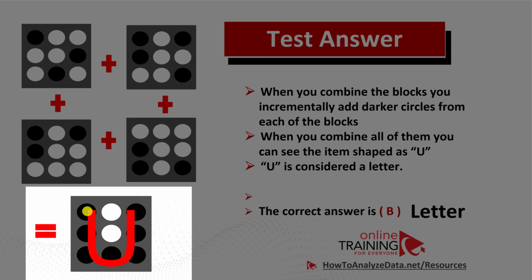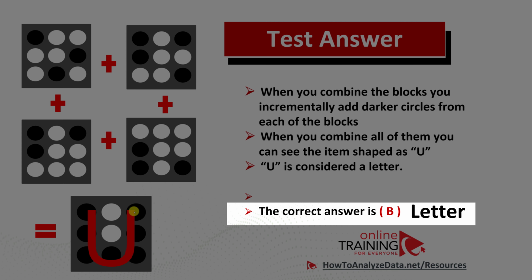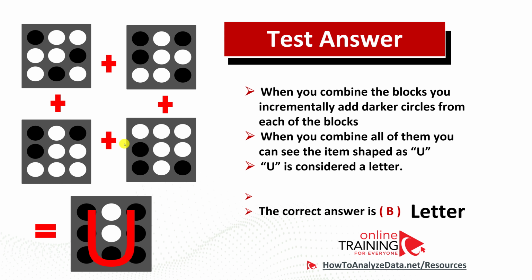And as you can see, the shape of the darker circles represent letter U. So the correct answer here is choice B, letter. Hopefully you've nailed this question and now know how to answer these types of questions on the test.